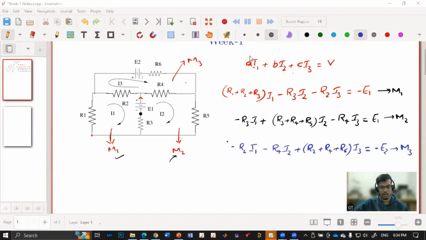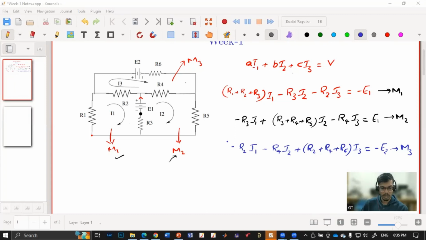Someone was asking a question regarding mesh M1. The I1 current through the cell E1 is entering the positive terminal and leaving the negative terminal. Yes. Then according to the equation, minus I1 into R1 plus R2 plus R3. Oh, okay, sir, I got it. Okay, so let me just repeat that logic again.